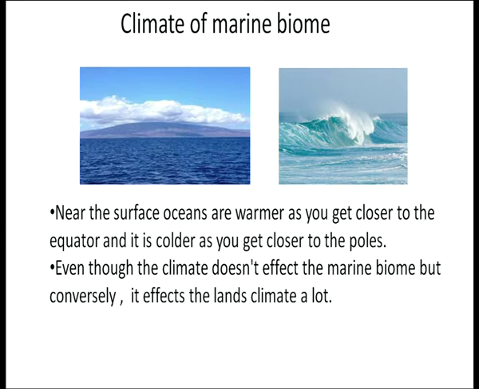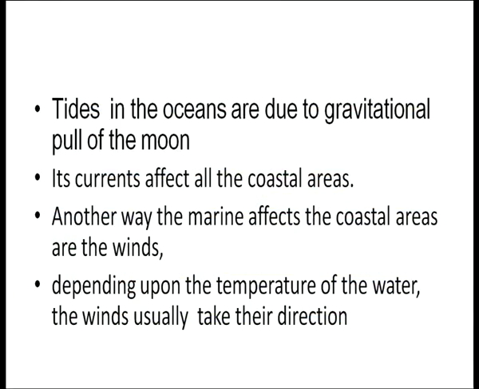Even though the climate does not affect the marine biome much, conversely it does affect the land climate a lot. The tides in the oceans are due to the gravitational pull of the moon. Its currents affect the coastal areas. Another way the marine biome affects the coastal areas is through the winds. Depending upon the temperature of the water, the winds usually take their direction.